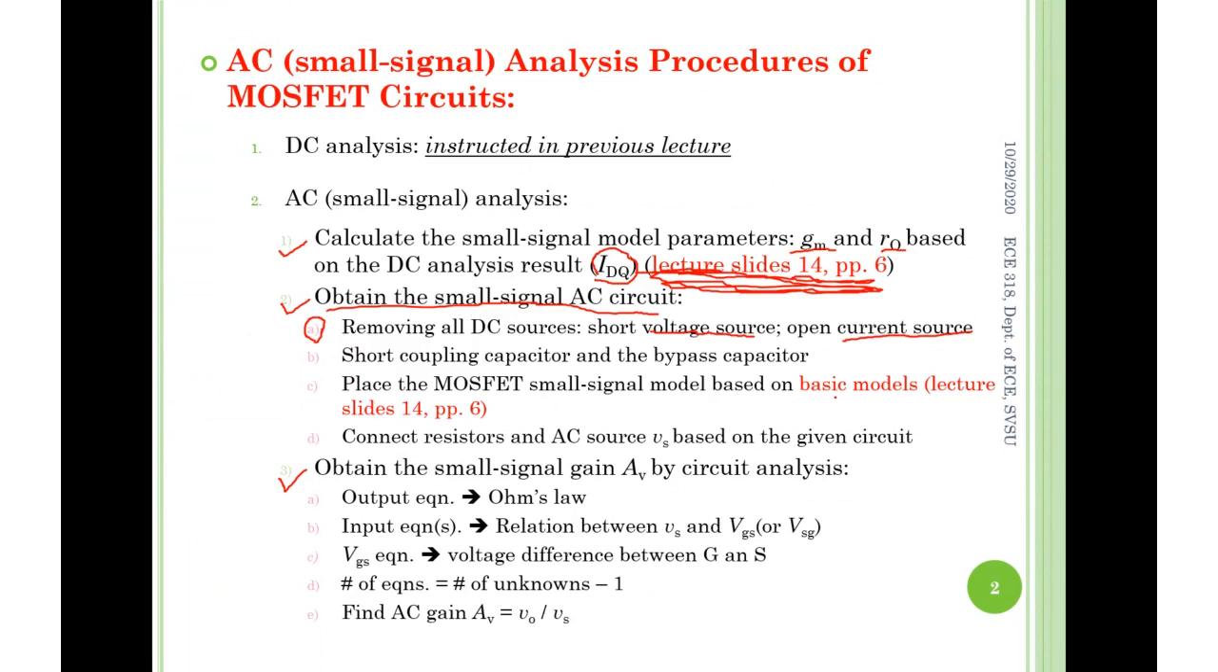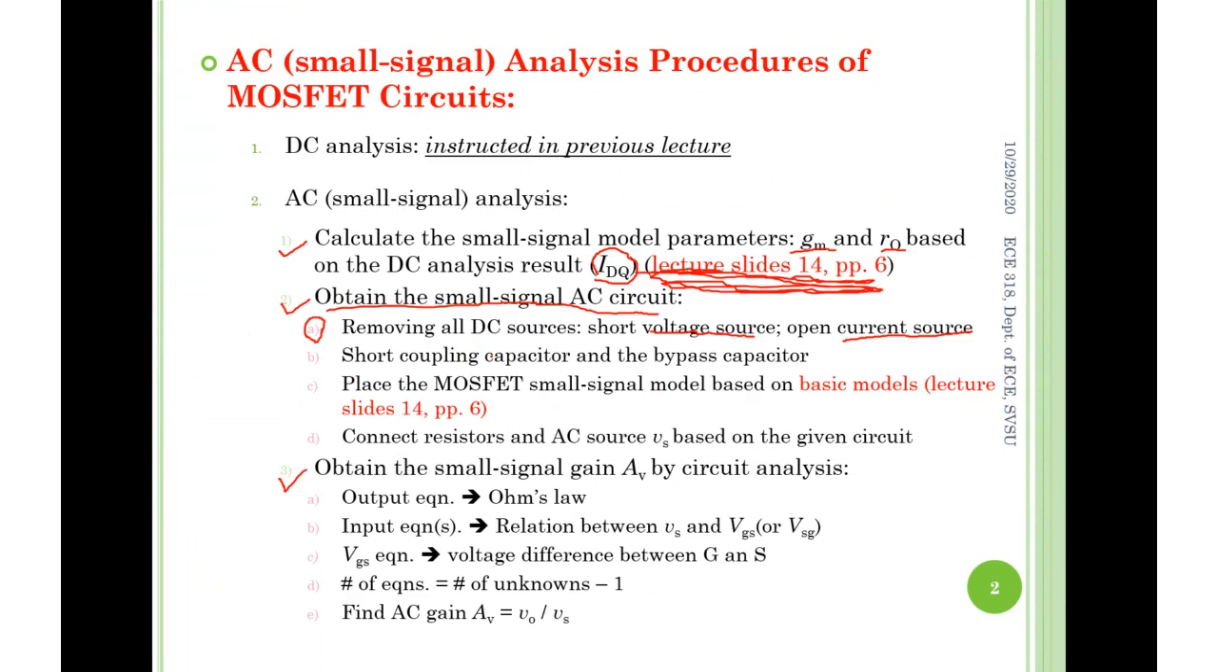We shouldn't have a dependent DC source in the circuit. However, in terms of the concept, you need to be clear: we are eliminating the independent sources. Dependent sources we cannot touch. Remember, that was one or two multiple choice questions back in midterm 1. Some memory there.